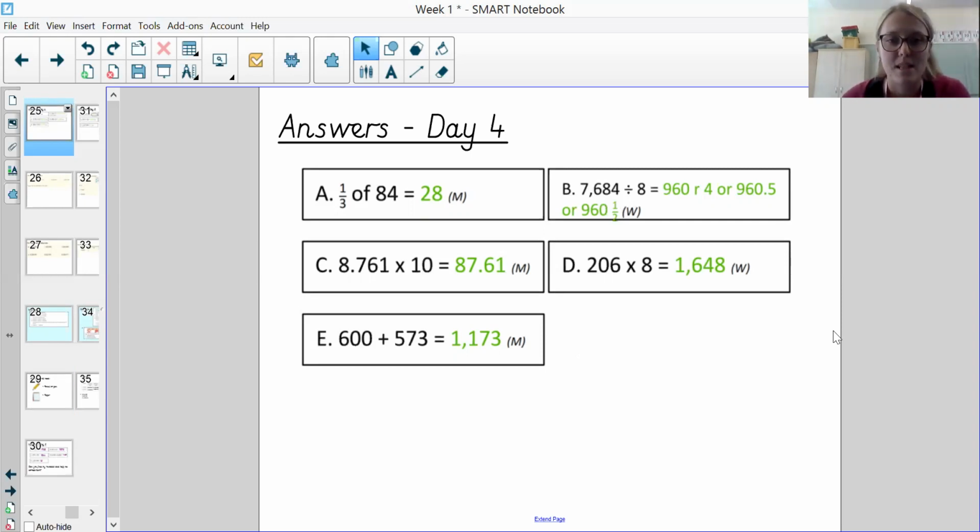C, 8.761 times 10 is 87.61. Remembering we are shifting the digits to the left if we are multiplying by 10, shifting them one place value column. D, 206 times 8 is 1,648, and E, 600 plus 573 is 1,173. So give yourself a score out of 5. Hopefully you've improved throughout the week, and hopefully we've got lots of 5s all round. Mixing up my words today.